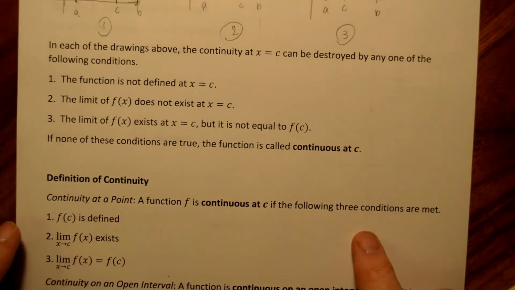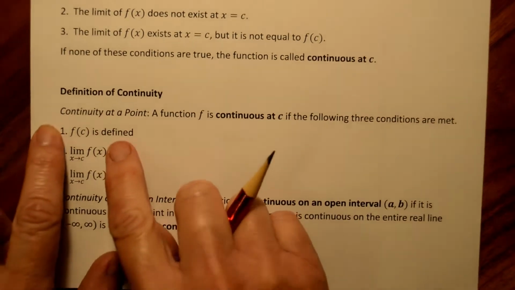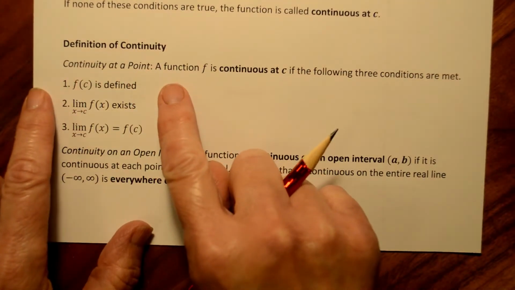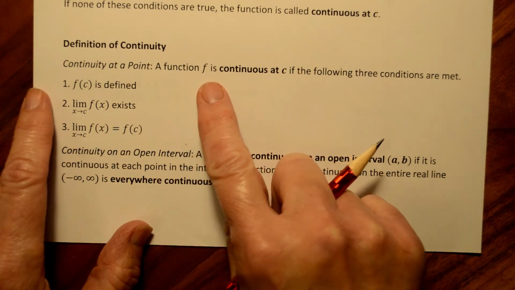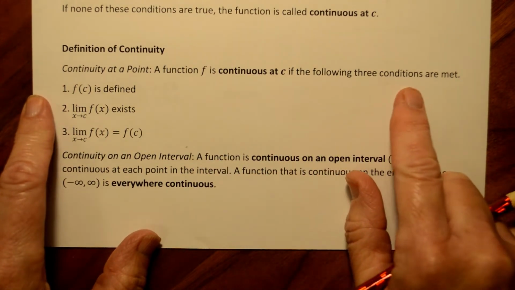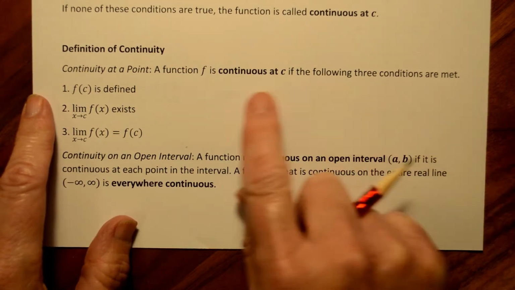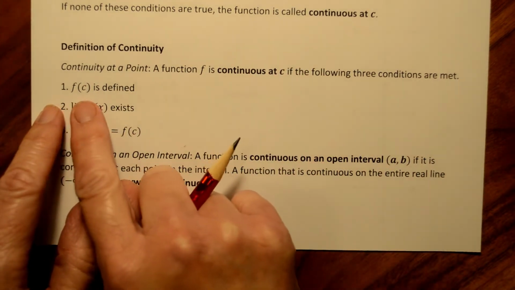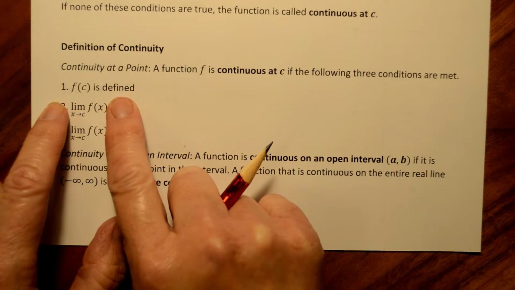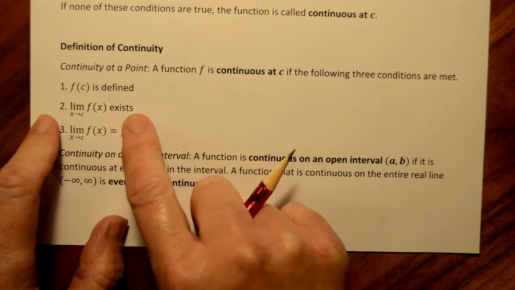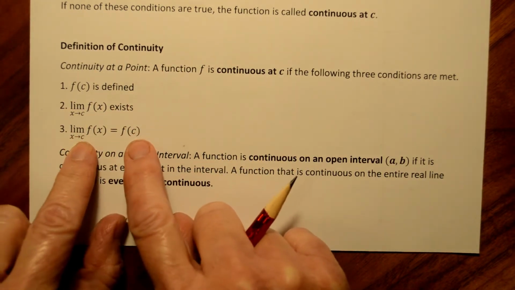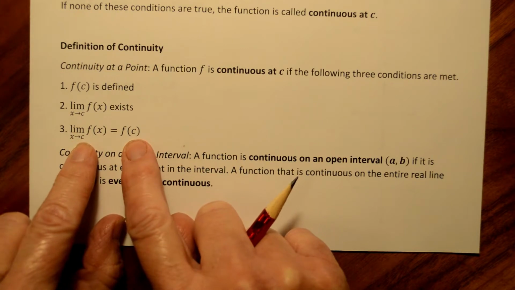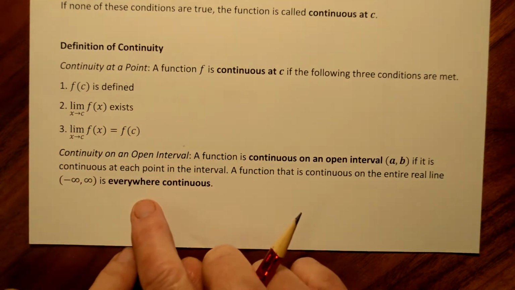All right, so again, we're just going to state this definition here. So for continuity at a point, a function f is continuous at c if the following three conditions are met. Again, as soon as you violate one, it's not continuous at that point. So f of c has to be defined, the limit has to exist, and the limit and the way the function is defined at c have to be the same. Right?